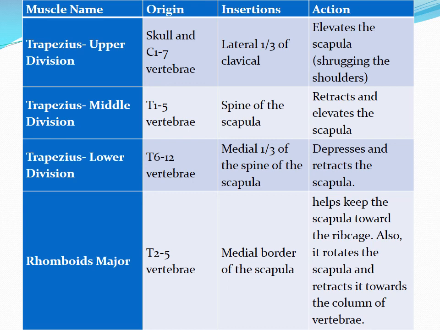The rhomboid major is underneath, okay? And we are going to talk about the rhomboid major and minor separately, but please don't get too worried about major and minor. Understand them as the rhomboids. The minor is just above the major, okay? Minor would be smaller. So rhomboid major runs from T2 to T5, so that's your thoracic spine, and it attaches to the medial border of the scapula. And it helps to retract that scapula, and it will also have some rotational components in there too.